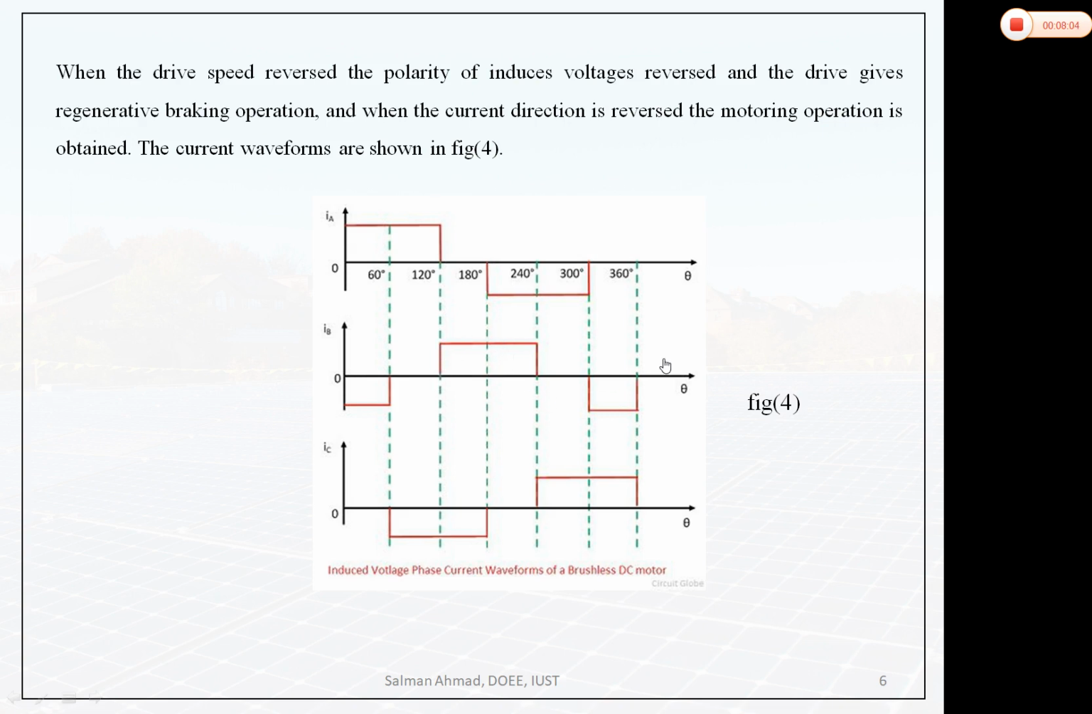Similarly, phase C current is shifted by 120 degrees from phase B current. So phase B is starting from 120, and phase C current will start from 240. Then for 60 degrees it is off time. There is no current in winding C, and there will be this much current for the next 120 degrees.